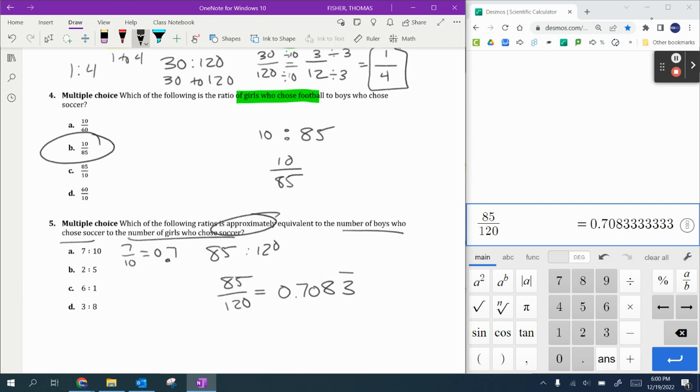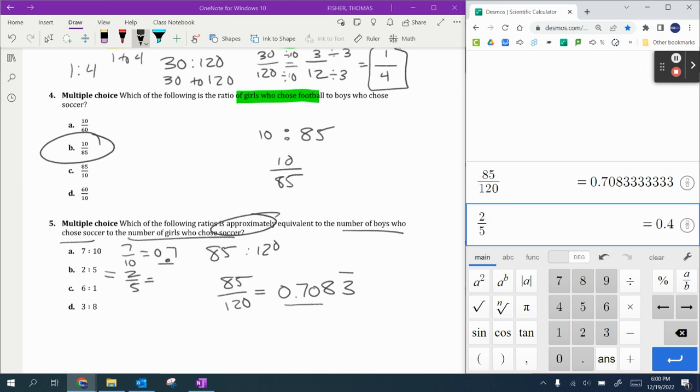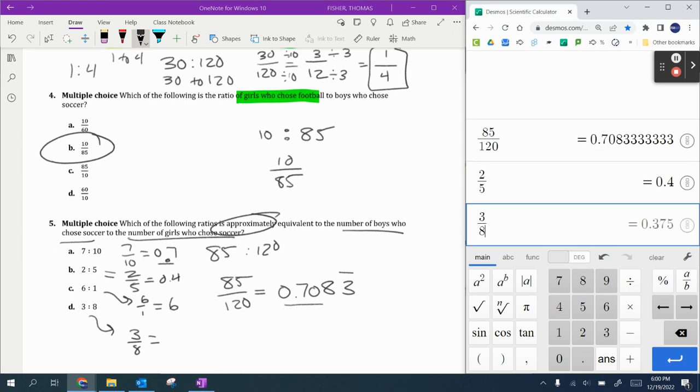So already these are pretty close. And the other ones are not going to be. If I do 2 to 5, that's 2 divided by 5, which, if I do it on the calculator, is 0.4, but 2 divided by 5 is 4/10. And then 6 over 1, that's just 6, dividing 6 by 1. And then 3/8, divide 3 by 8, and you get 0.375. So again, the closest option is what we thought it would be, choice A.